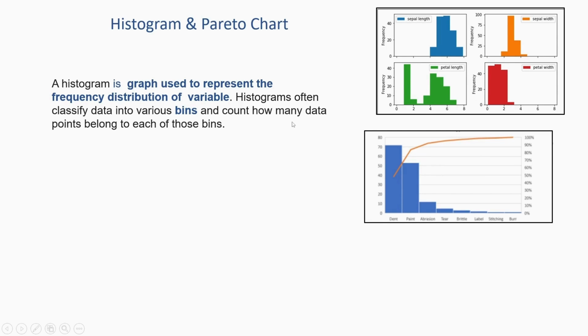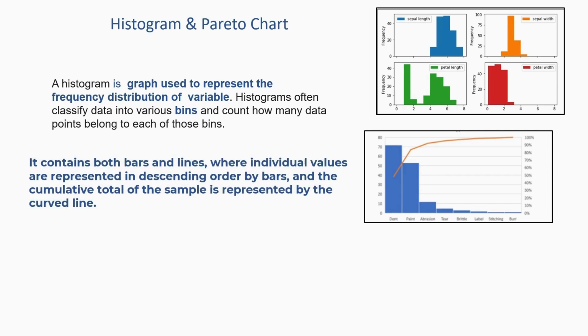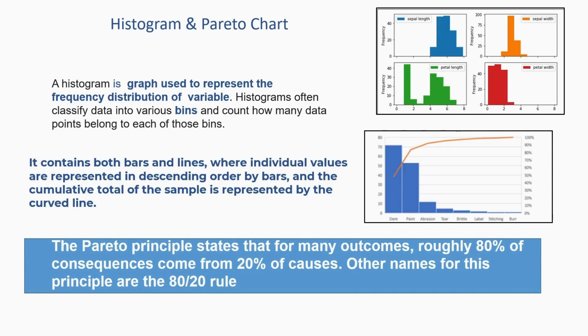Another histogram-like chart is the Pareto chart. Pareto charts come from the Pareto principle. This principle states that for any outcome, roughly 80% of the consequences come from 20% of the causes. Another name for this principle is the 80-20 rule. Let's say you are running a call center and lots of complaints are coming in. The Pareto principle states that 80% of the complaints come from 20% of the causes. It may be that your tech is not working or your delivery service is not good, etc.